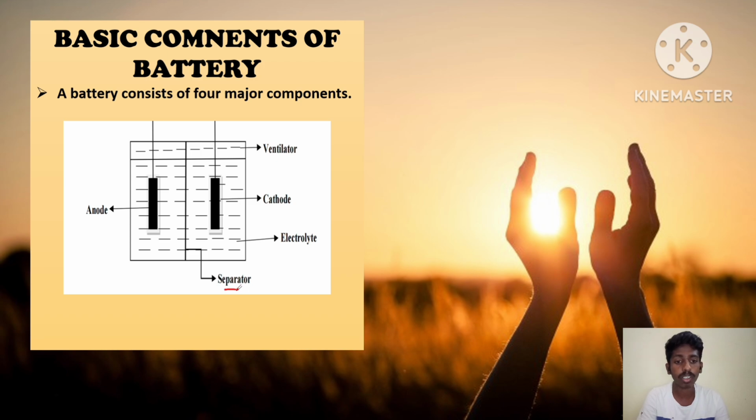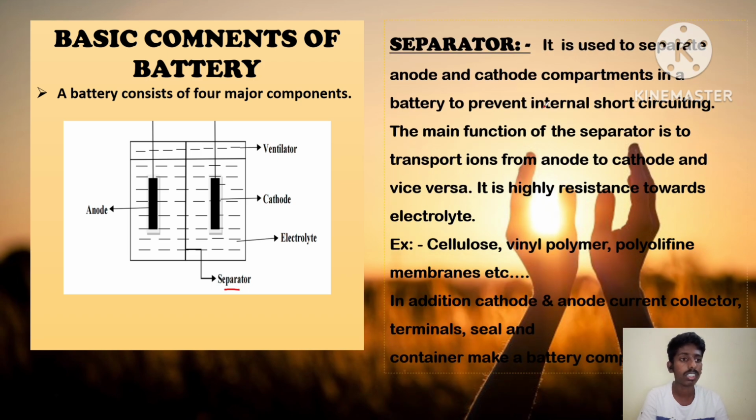The last important component is the separator. The separator is used to separate the anode and cathode compartments in a battery to prevent internal short circuiting. The main function of the separator is to transport ions from anode to cathode and vice versa. It is highly resistant towards the electrolyte. Materials include cellulose, vinyl polymer, and polyolefin membrane. In addition, cathode and anode current collectors, terminal, seal, and container make a battery complete.